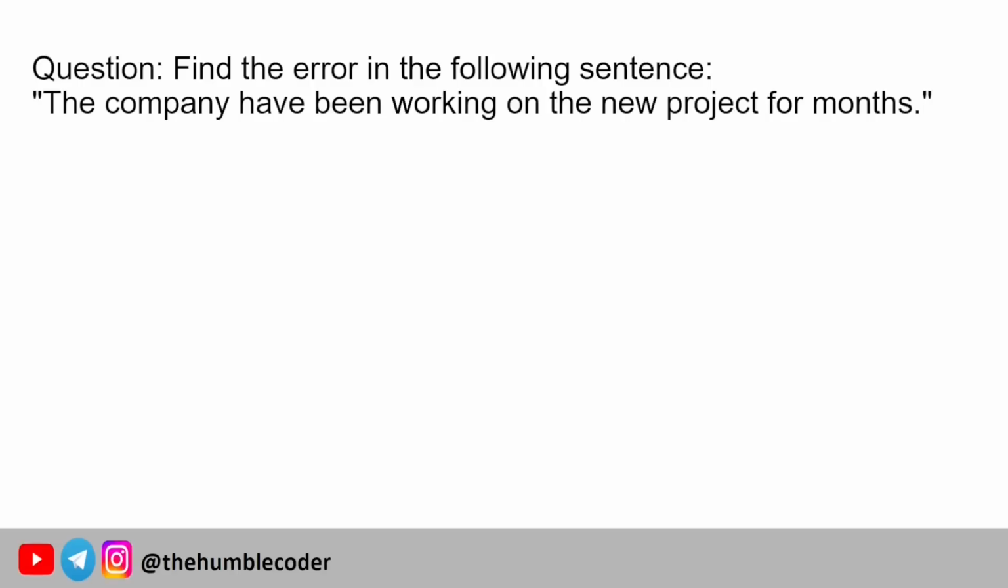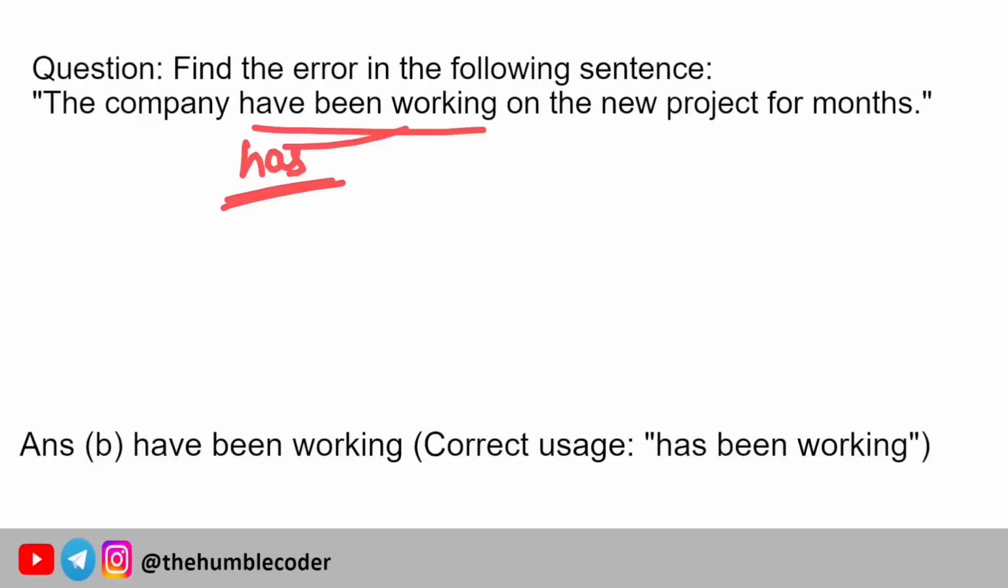Now I want you to just pause for a moment and think of this, because this is not that straightforward. You have to give it a think and then tell me what is the correct answer. So the company has been working on the new project for months. Okay, so the correct answer in this case would be has been working and not have been working. So the error is in this part, which is have been working. Instead of have, we should have has. So let's move on to the next question now.